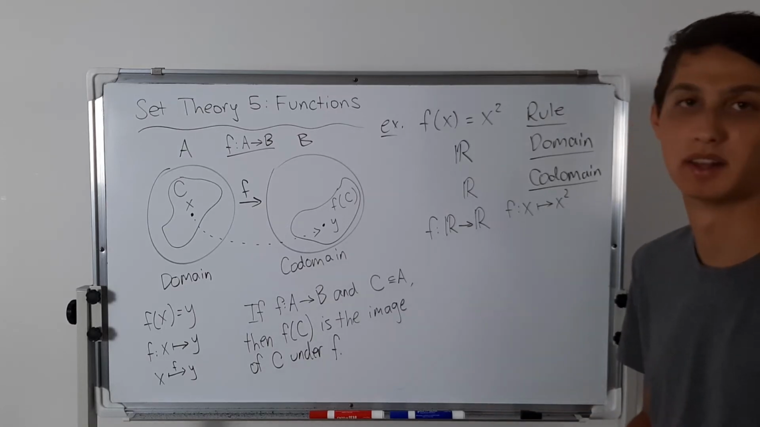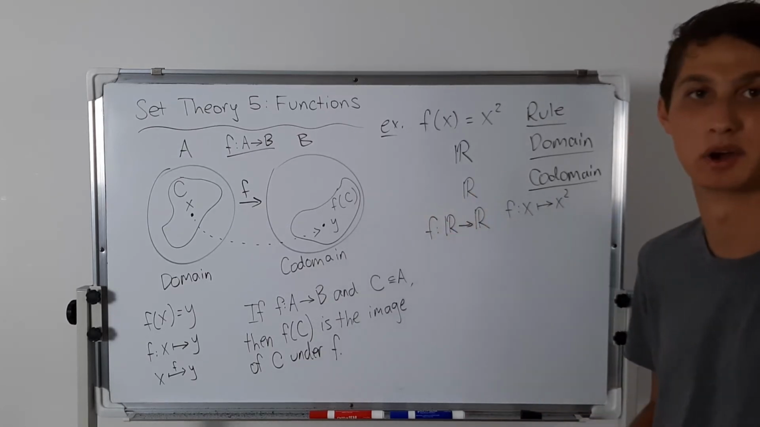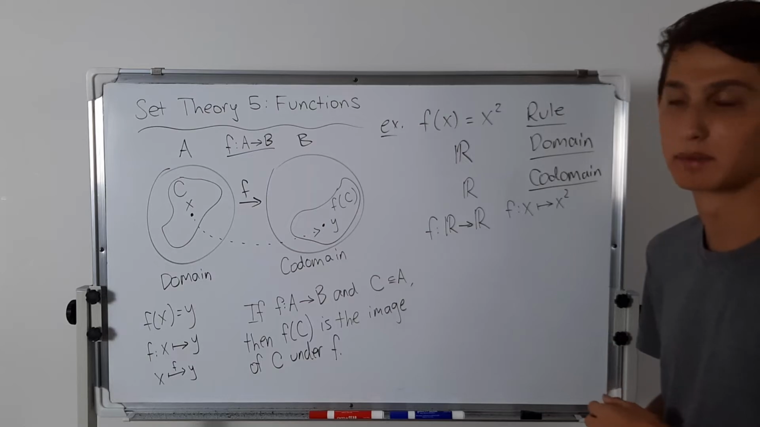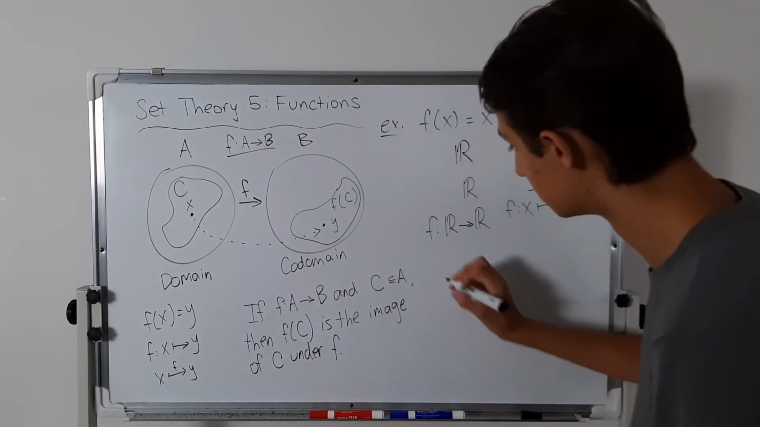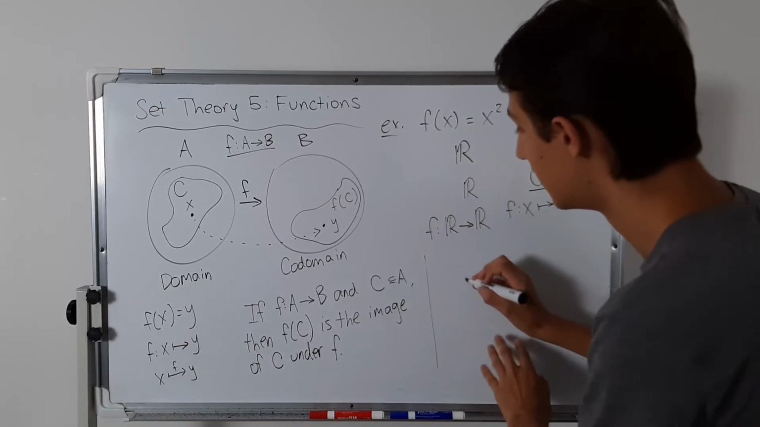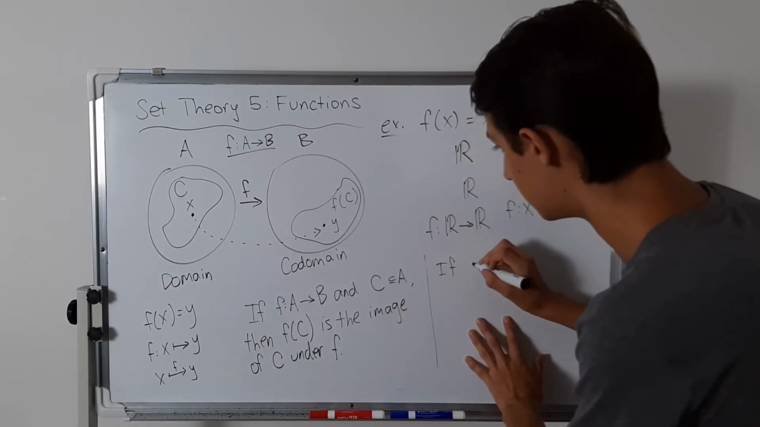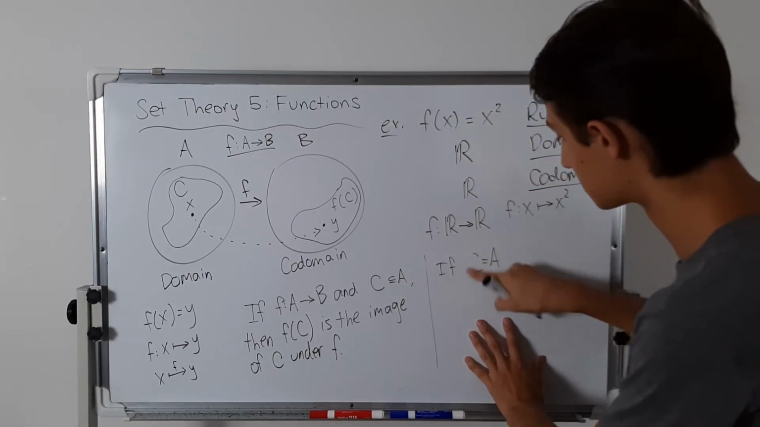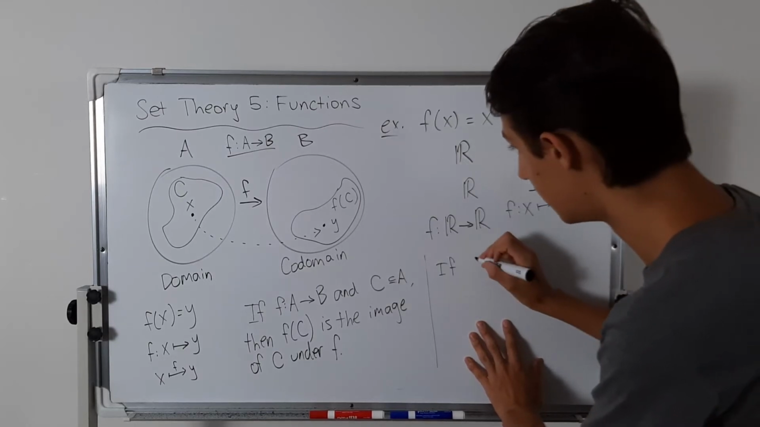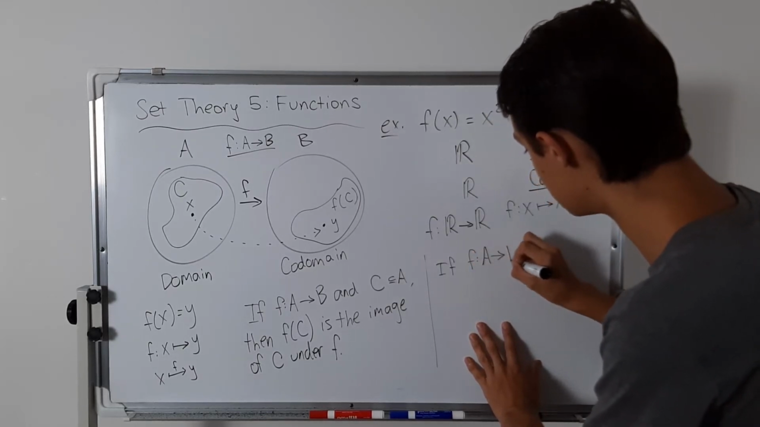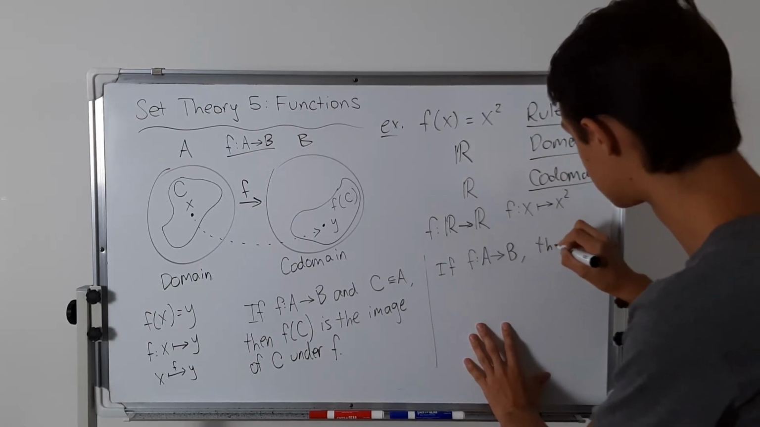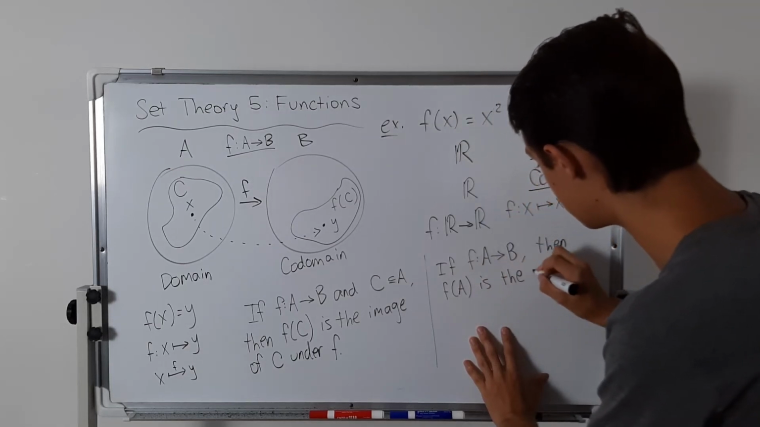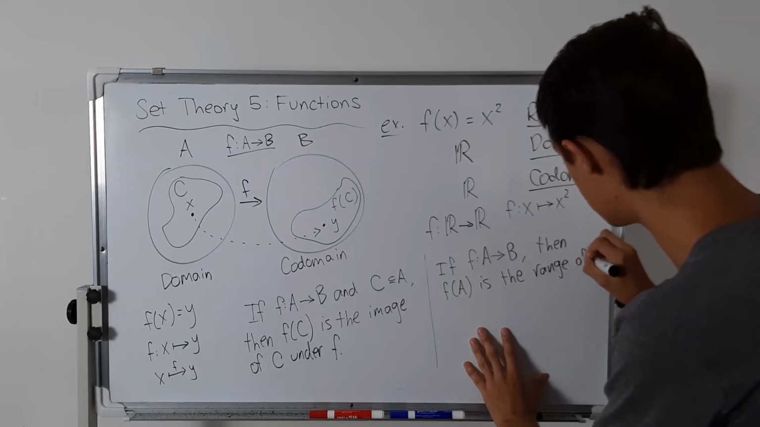The smallest choice of B, if B is the smallest codomain that we have, because we talked about that. But that brings up something important. Let me do a little continuation of that. If we have f that maps from A to B, then f of A is the range of f.